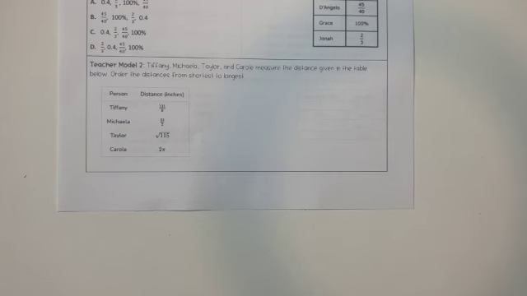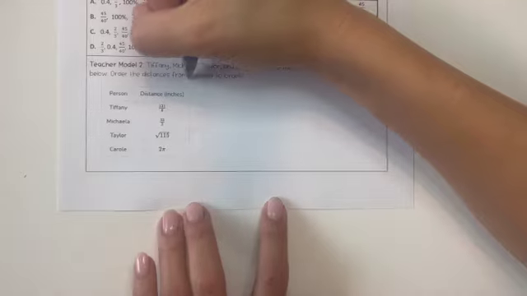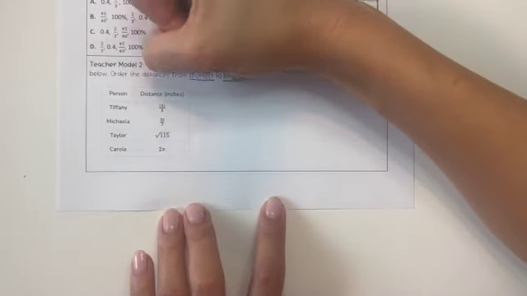Math friends, here's a sample problem from the Ordering Sets of Real Numbers lesson. This is one of the teacher models you can use. It says Tiffany, Michaela, Taylor, and Carol measure the distance given in the table below. Order the distances from shortest to longest. I'm going to underline shortest to longest.